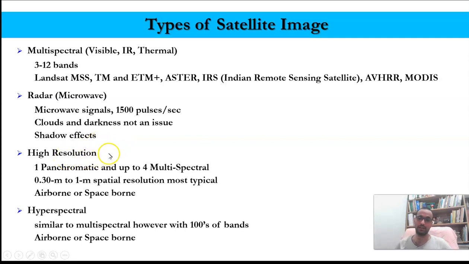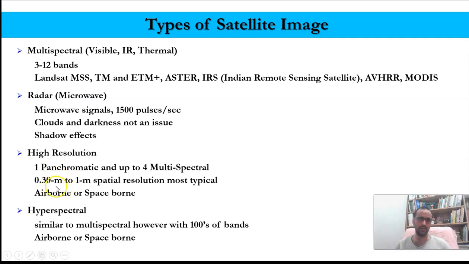And high resolution data has very qualitative images. Suppose you have four multispectral bands like visible and infrared. It means there is one panchromatic band, which always belongs to high resolution.